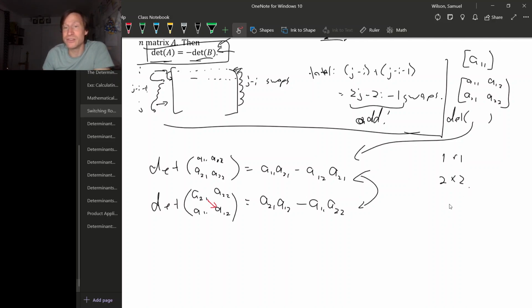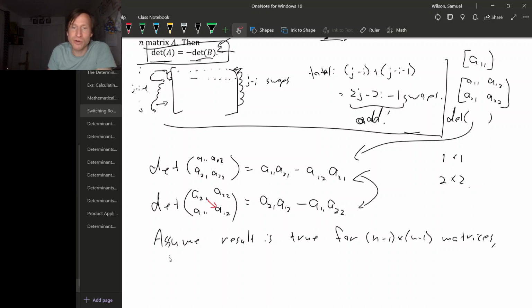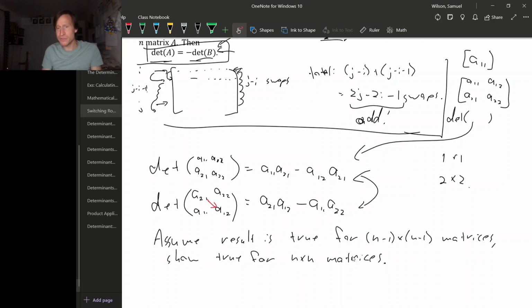So what we're going to do now is use proof by induction. We're going to assume that the result is true for n minus 1 by n minus 1 matrices, and we're going to show that it's true for n by n matrices. If we can prove this, then we'll be done with mathematical induction because we have our base case here and then we have the implication there.